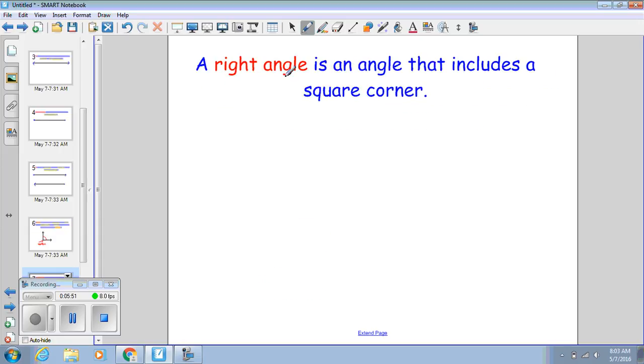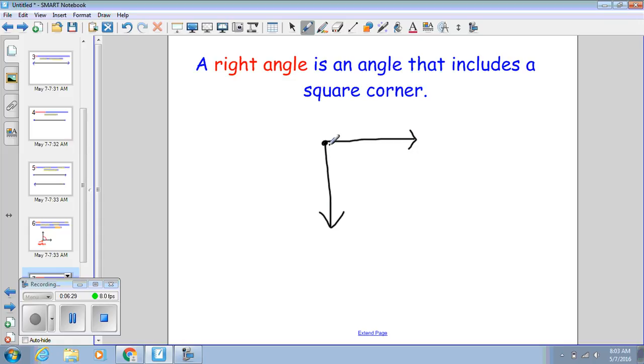A right angle is a special angle. It's an angle that includes a square corner. Let me grab my pen tool again. I'm going to again show a ray, arrow on one end, point on the other end. And I'm going to join that with another ray. There's my endpoint. Here's my arrow.